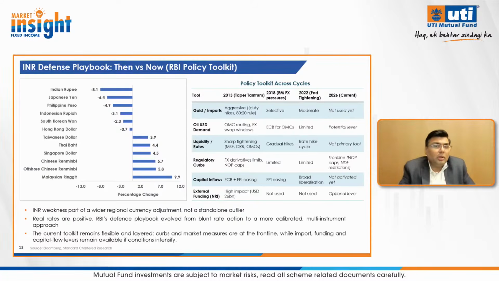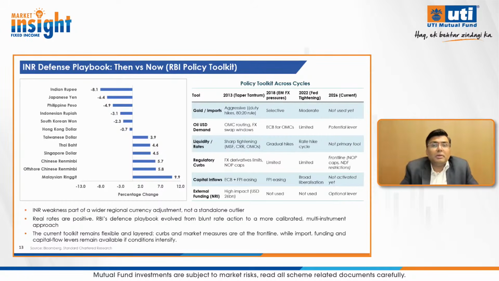The reasons are well known: higher FPI outflows and net FDI falling quite substantially, which has resulted in a narrative among various market participants that the RBI may do something about the rupee depreciation, and may start to do interest rate hikes. So what we have done is compare previous cycles of rupee pressure and see what the RBI did and what they are trying to do right now.